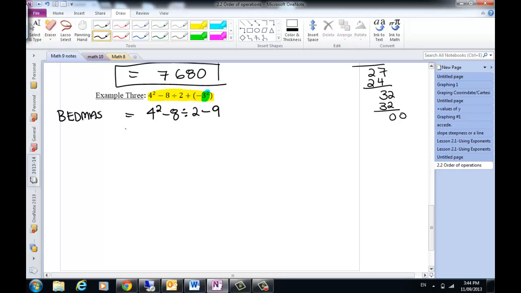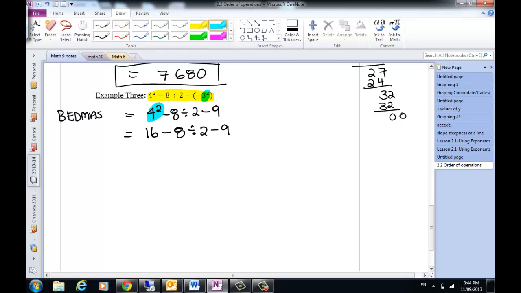Alright, now back to BEDMAS. I start my new line. I have no more brackets. I do have an exponent, so I have 4 squared. I'm going to simplify that. That makes it 16 minus 8 divided by 2 minus 9. So that was the step that I just did right there.